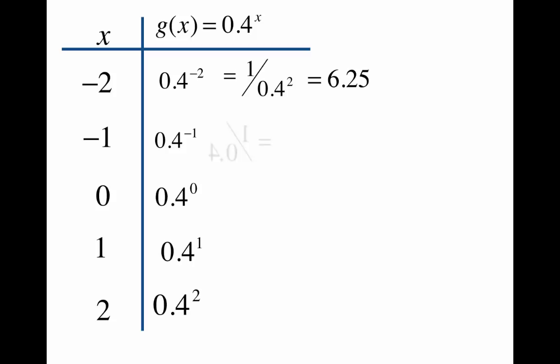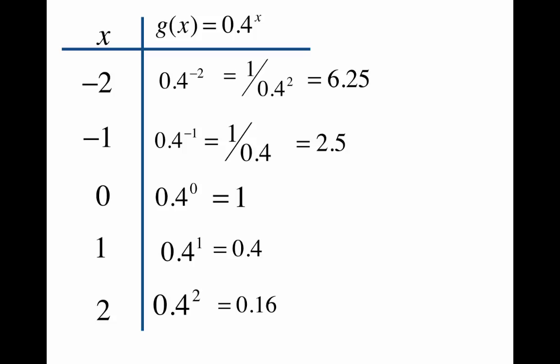0.4 to the -1 is like 1 over 0.4, so you type in 1 divided by 0.4 and you get 2.5. 0.4 to the 0 power is just 1. 0.4 to the first power is just 0.4. And 0.4 squared is 0.16. So there's our table values.